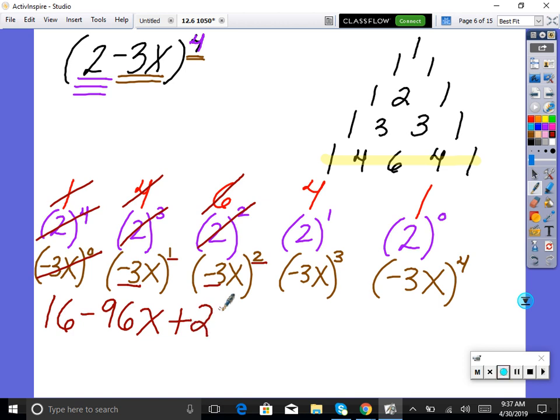Okay, so plus 216, and then don't we still have x squared? Now right here, don't be that person that goes 4 times 2 times negative 3. That's not what it is. It's 4 times 2 to the first times negative 3 cubed, which is negative 216. And then don't we still have an x cubed?